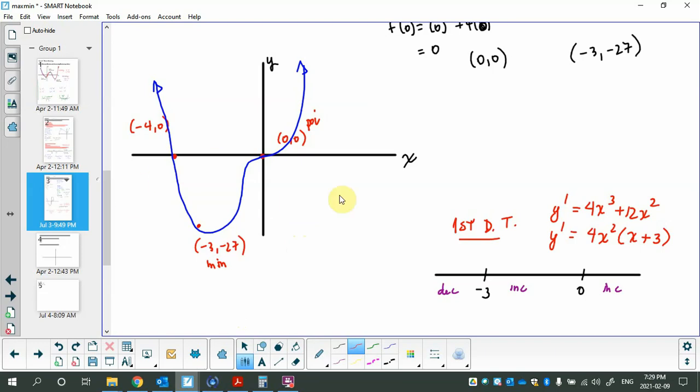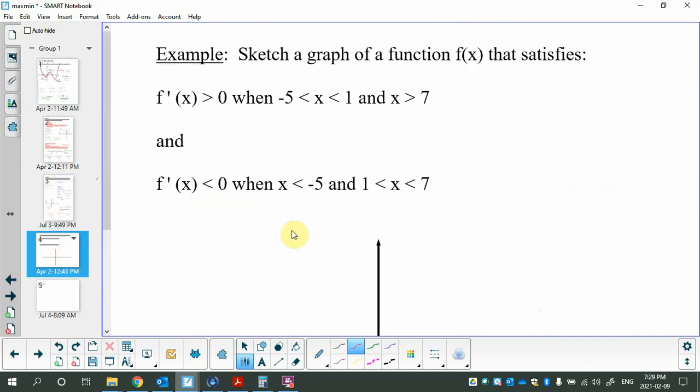There are very often trick points. There are also very often not trick points. It's sort of 50-50. It can do whatever it wants. So the last thing we're going to do is scary for some people, and that is we're going to sketch a graph, just a general graph, nothing specific, but with specific characteristics.